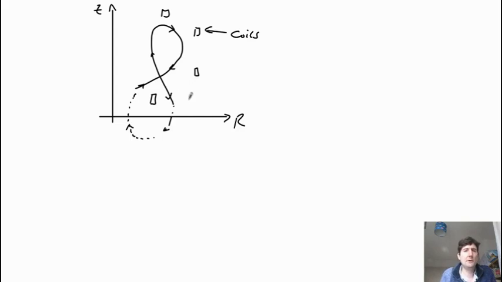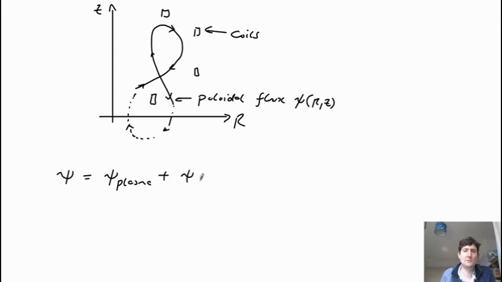So we're trying to find the poloidal magnetic field. This psi, these are contours of constant psi. So poloidal flux. This is psi, which is some function of R and Z. And then psi is a combination of two things. It's the sum of the plasma contribution plus the coil contribution. And it's useful to split these up into two pieces.